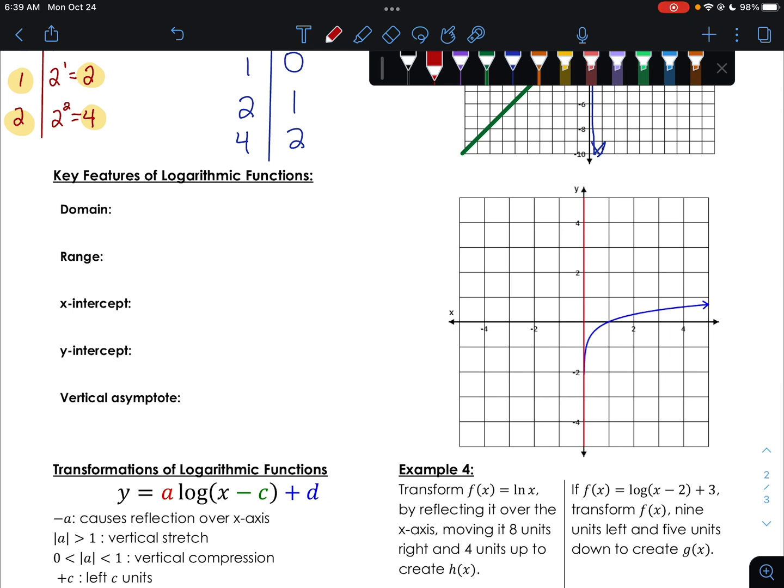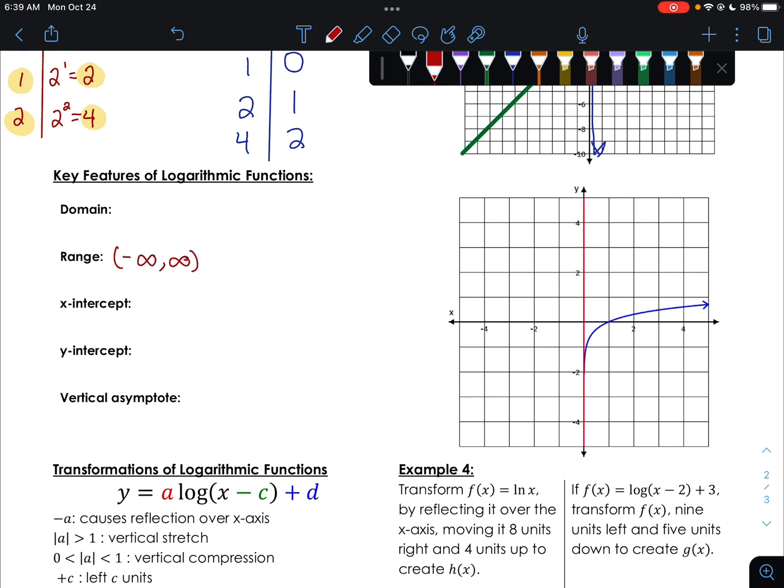So the key features of a logarithmic function. Again, it is opposite of the exponential function. So whereas our domain was all real numbers for the exponential function, that is now our range for the log function. Our range is all real numbers.